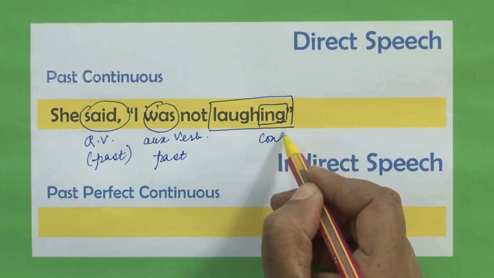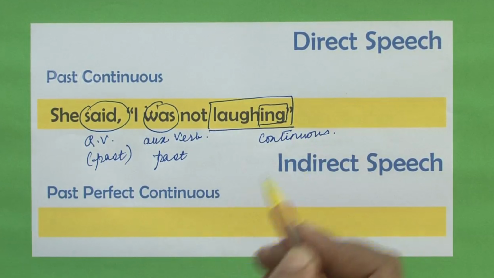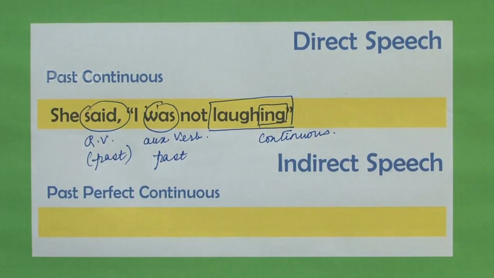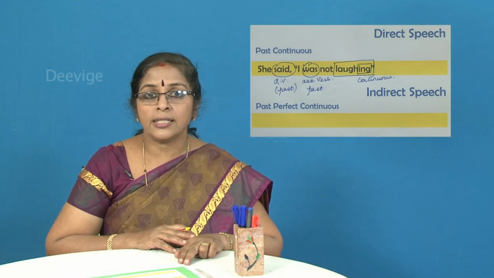So laughing has ing added to it. So what does that indicate? Continuous. So what is the tense of the whole sentence that is given to us, students? It is in past continuous tense.